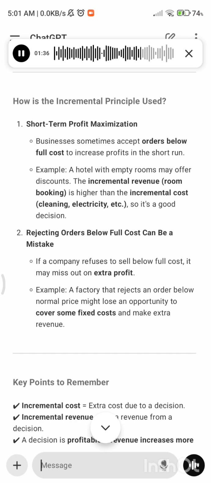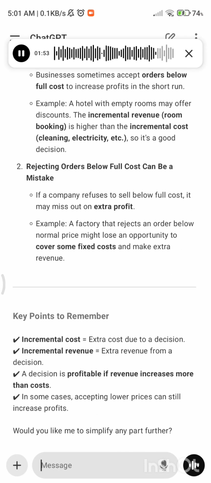2. Rejecting orders below full cost can be a mistake. If a company refuses to sell below full cost, it may miss out on extra profit. Example, a factory that rejects an order below normal price might lose an opportunity to cover some fixed costs and make extra revenue. Key points to remember.